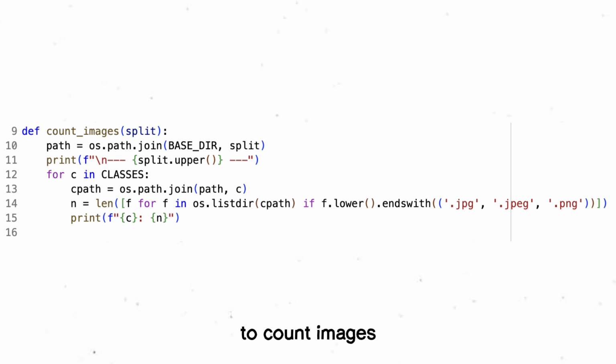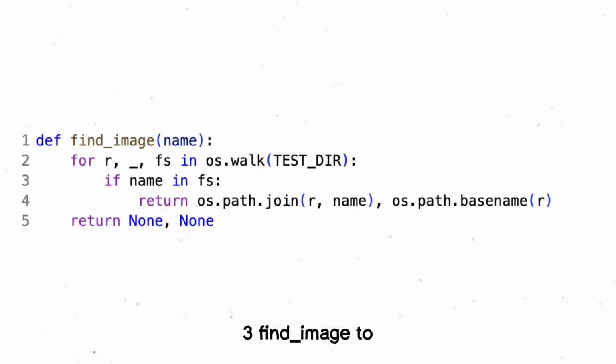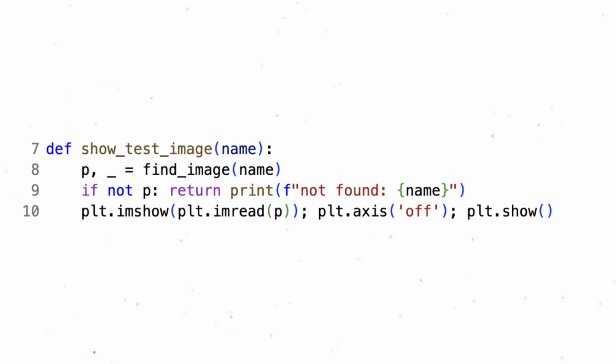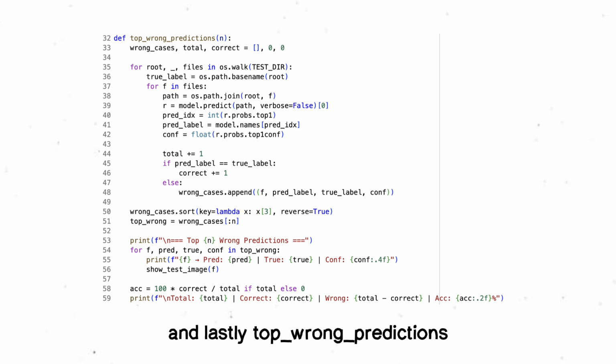For the code structure and quality, our code exceeds 100 lines and has 6 functions, including: 1. Count images to count images per class, 2. Plot distribution to visualize class balance, 3. Find image to find an image and return its file path and label, 4. Show image to display the chosen image, 5. Test 1 to test a single image, and lastly, top wrong predictions to analyze model errors.